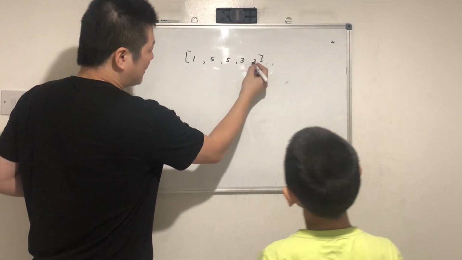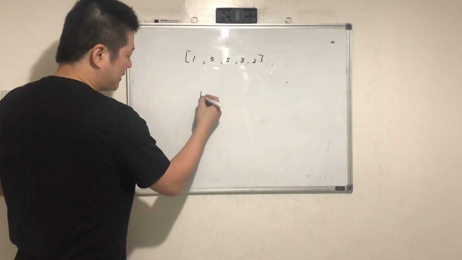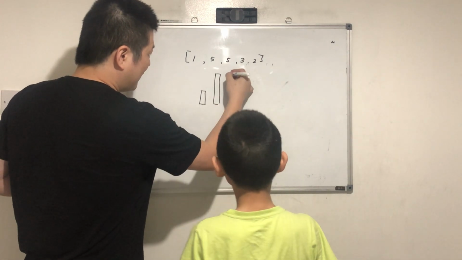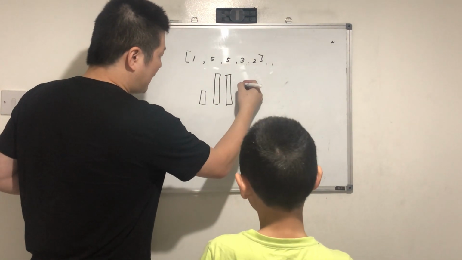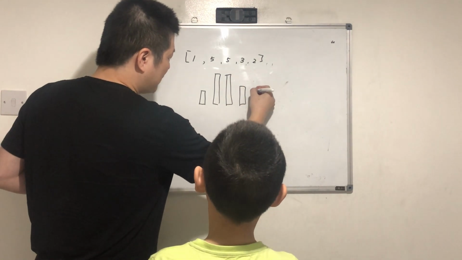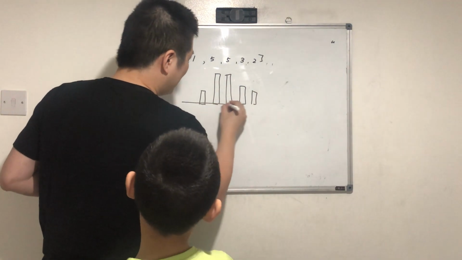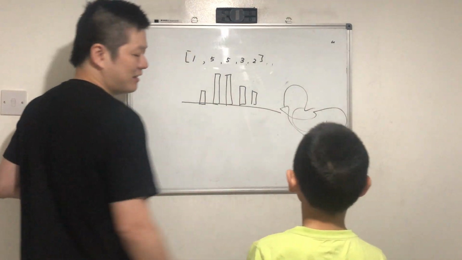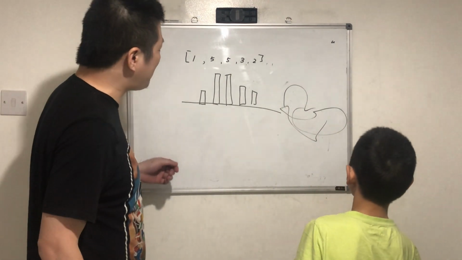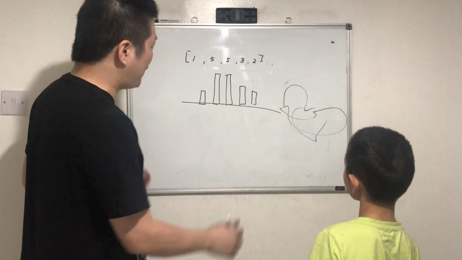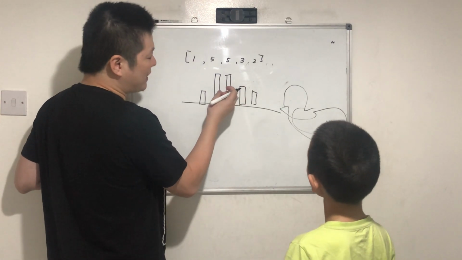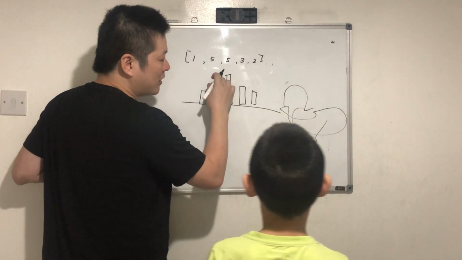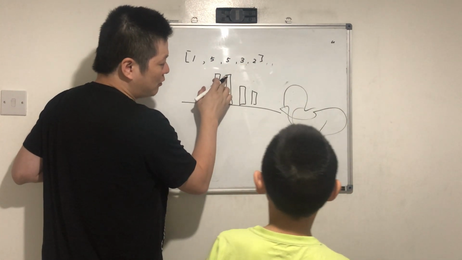What it actually means is that this is a building of height 1, and then 5, and then 5, and then 3, and 2. Look, there's ocean here, the sea. Which building can see the ocean? A building can see the ocean if there's no other building which is taller or equal.